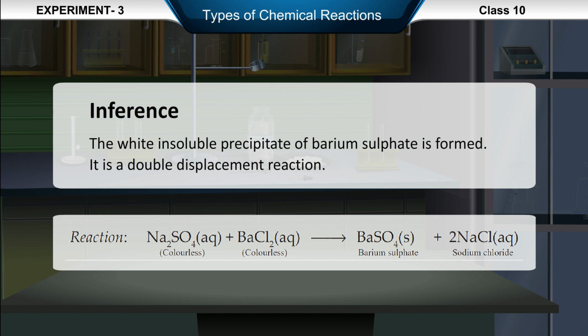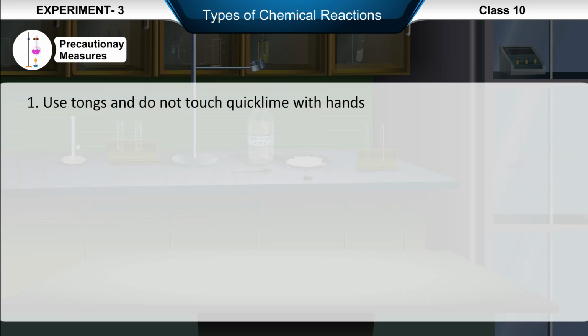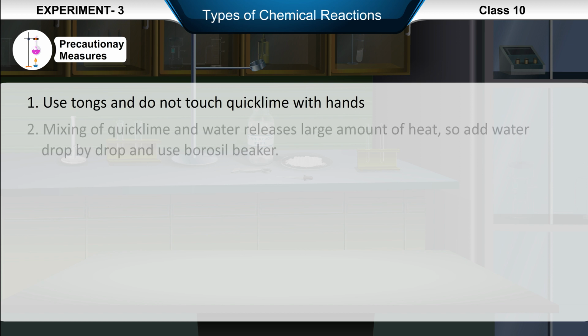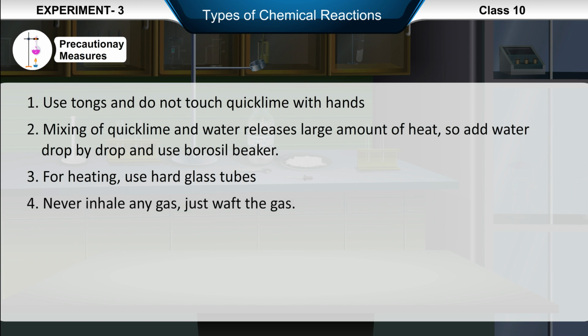Precautionary measures. 1. Use tongs and do not touch quicklime with hands. 2. Mixing of quicklime and water releases a large amount of heat, so add water drop by drop and use a borosil beaker. 3. For heating, use hard glass tubes. 4. Never inhale any gas, just waft the gas.